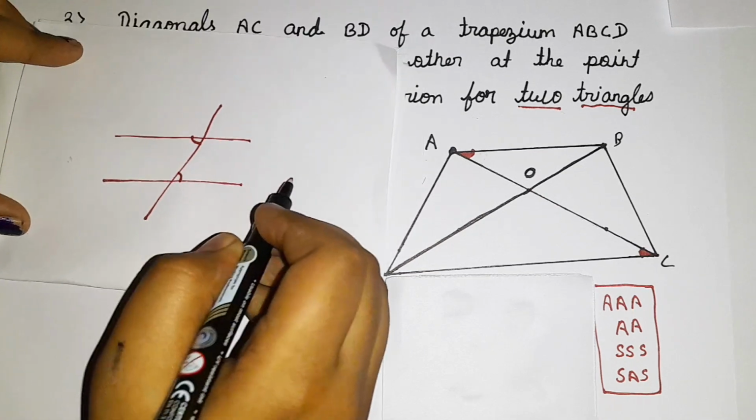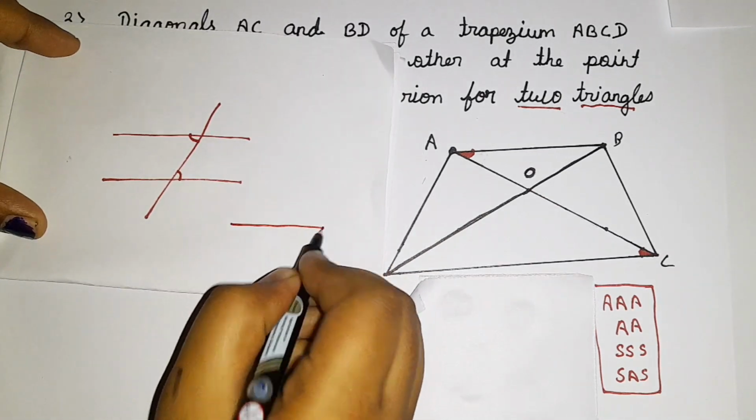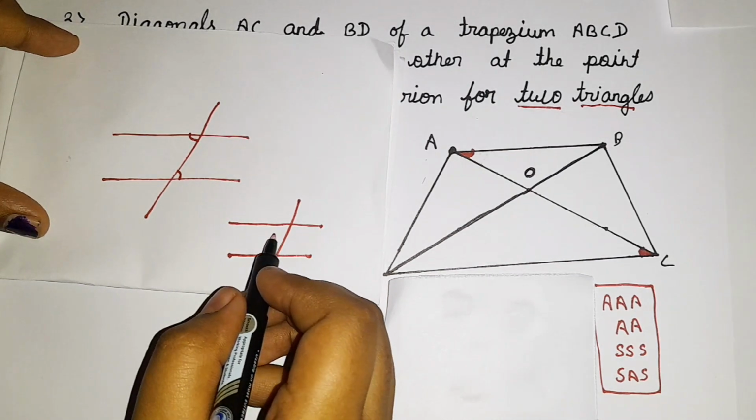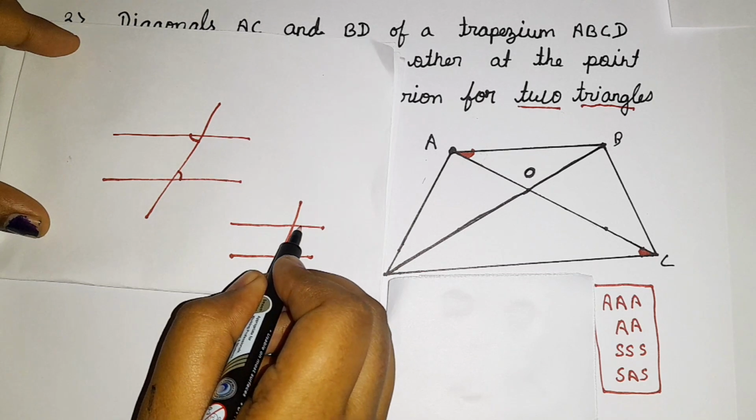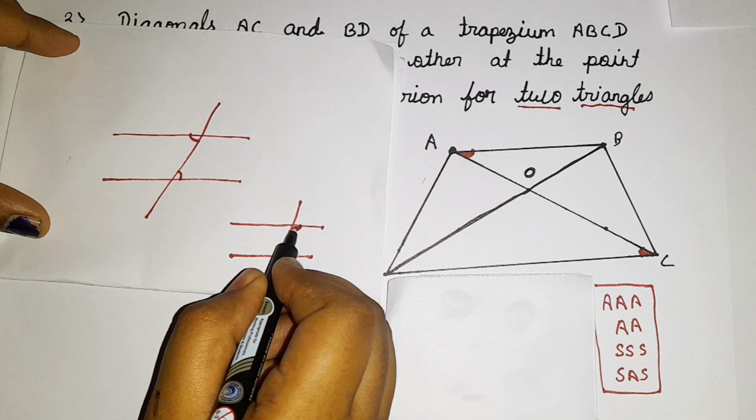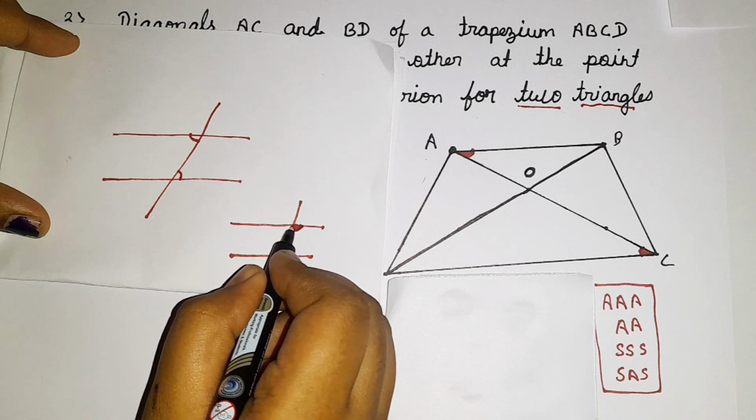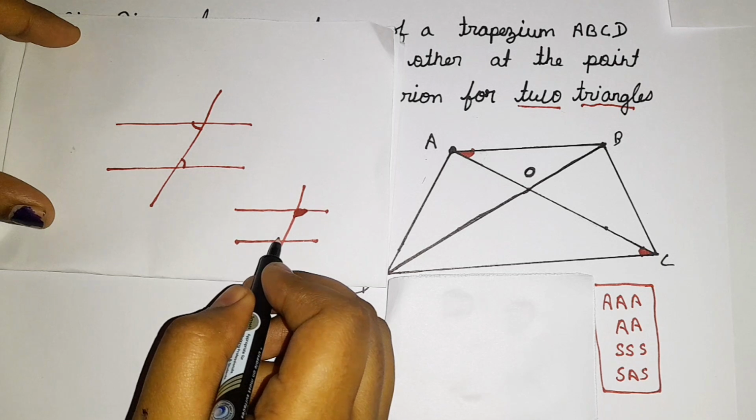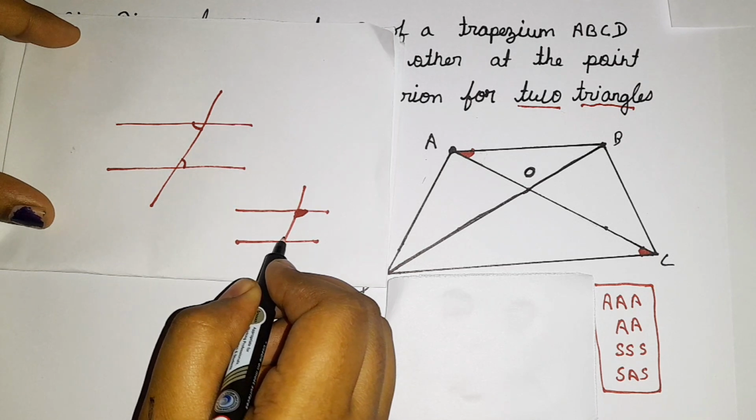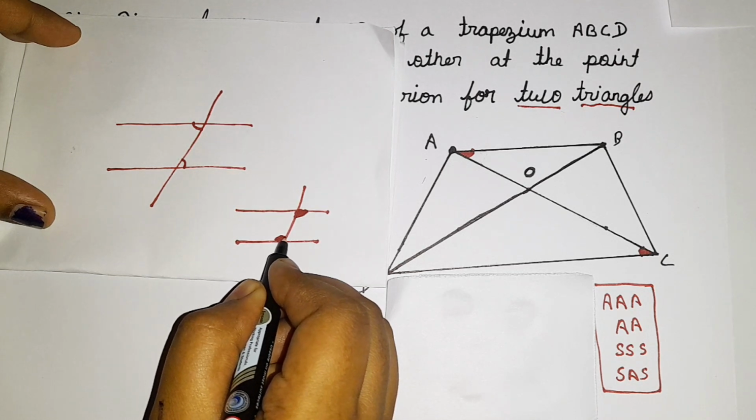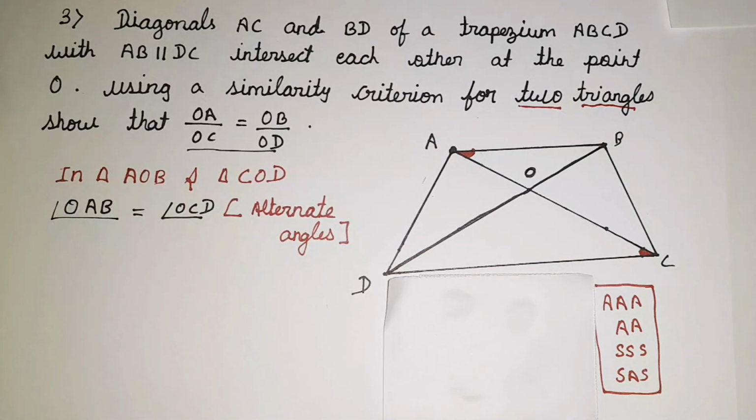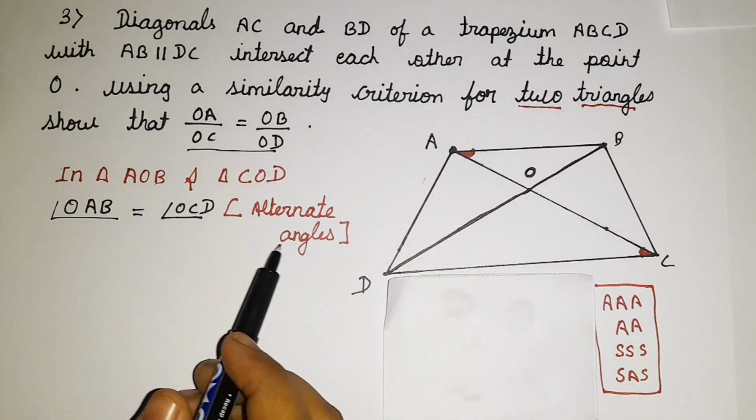Alright guys, let us take another example. We have two lines in which one line is intersecting. If you have an angle right over here, then what is the alternate angle of this particular angle? The alternate angle is this one. I hope you guys understood this. So now I just wrote alternate angles.